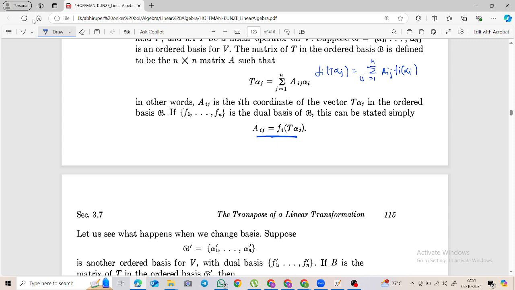Something like f_k. That's where the confusion is coming from. Yeah, once we change the subscript to k, this is f_k alpha_i, right? So which term will survive? Only when i equals k. Only that term will survive, right? So we get A_kj. So f_k T alpha_j is A_kj, right? So that's what is written here.